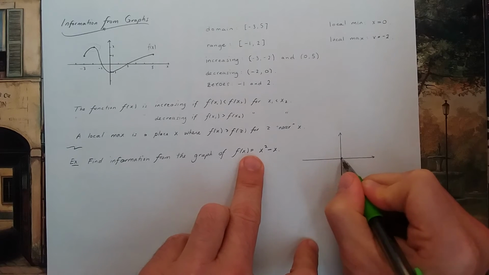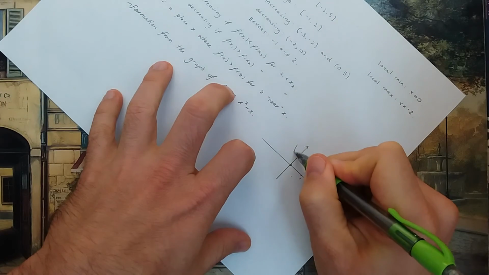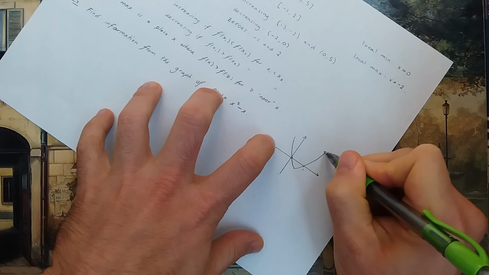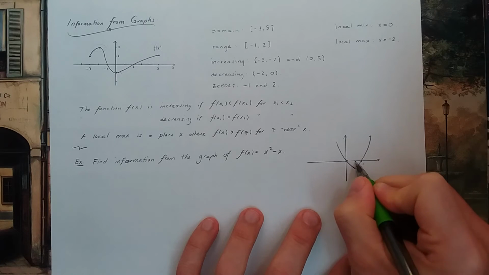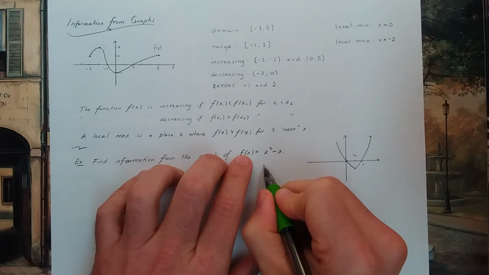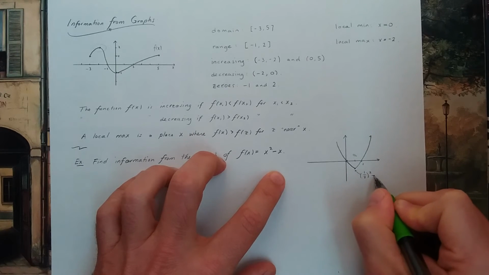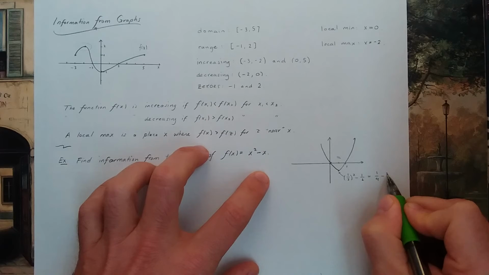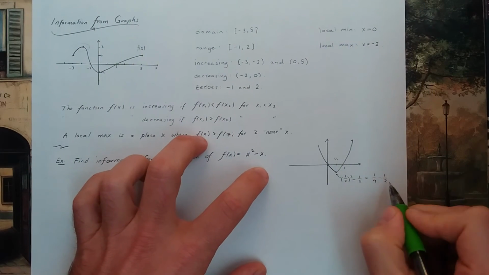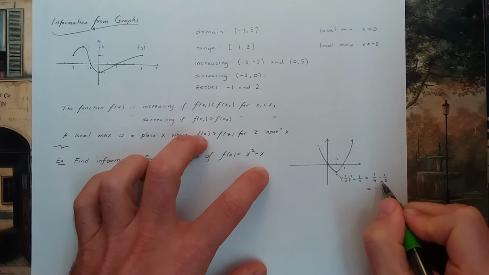If I plug in 0, I get 0. If I plug in 1, I get 0. So the graph is going to look something like this. Now, if I plug in 1/2 here, I will get f of 1/2, which is 1/2 squared minus 1/2, which is 1/4 minus 1/2. And I believe that would be negative 1/4.